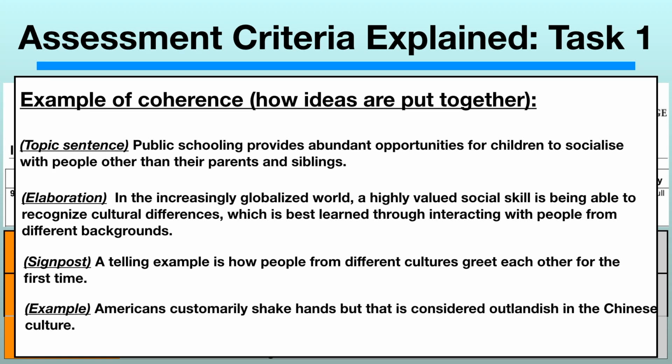I will explain each of them in a separate video, but you can see that each sentence is clearly assigned a role and has a particular function. In this way, the reader can be clearly led to follow the flow of your presentation.